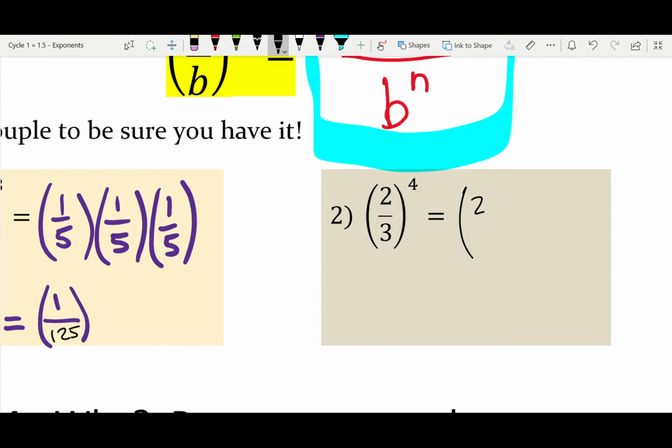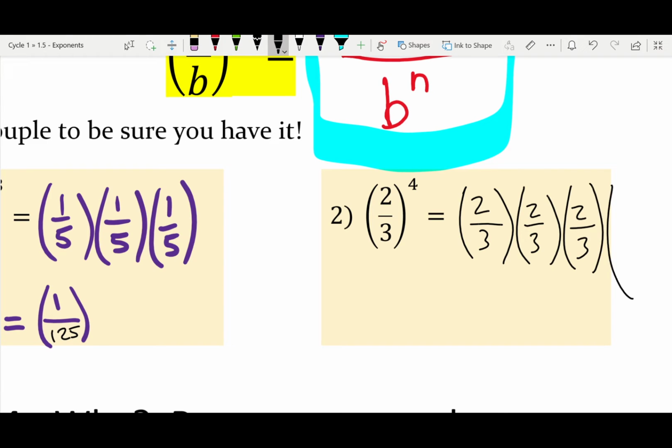Okay, and same thing here. Alex, what did you get? What was your final answer on this one? 16 over 81. Great. So basically it's 2 to the power 4 over 3 to the power 4, which we end up getting 16 over 81.